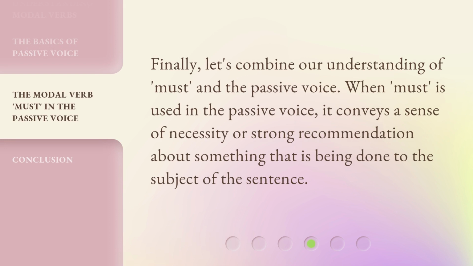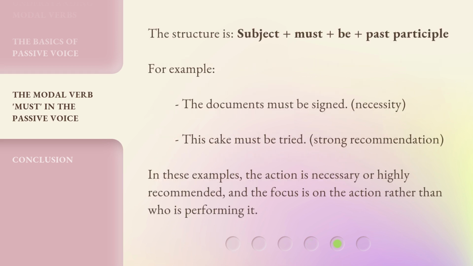Finally, let's combine our understanding of must and the passive voice. When must is used in the passive voice, it conveys a sense of necessity or strong recommendation about something that is being done to the subject of the sentence. The structure is subject plus must plus be plus past participle. For example, the documents must be signed. Necessity. This cake must be tried. Strong recommendation. In these examples, the action is necessary or highly recommended, and the focus is on the action rather than who is performing it.